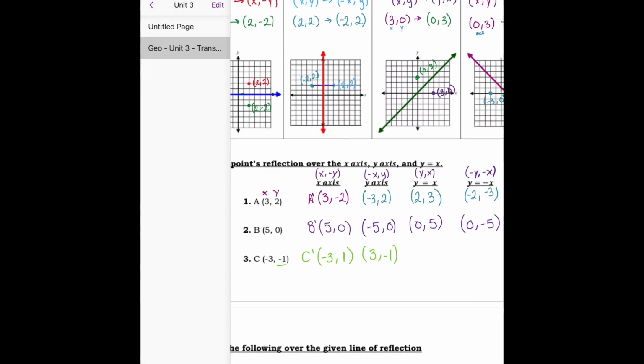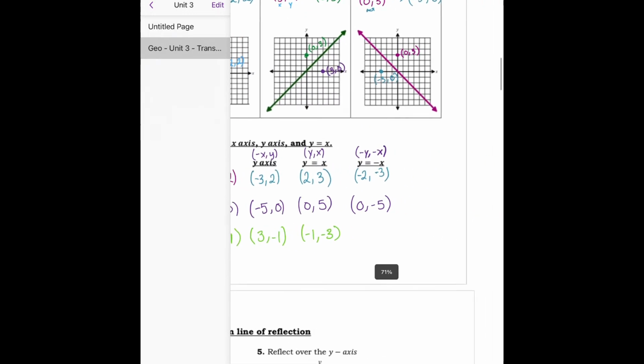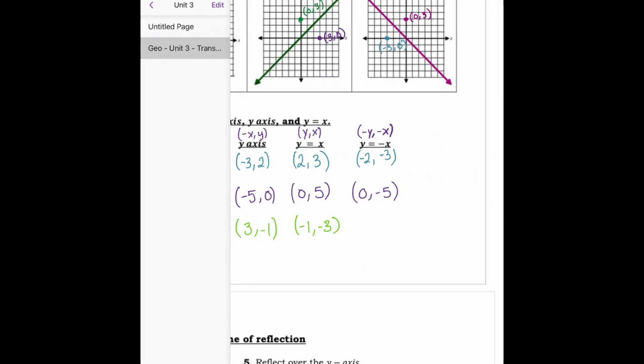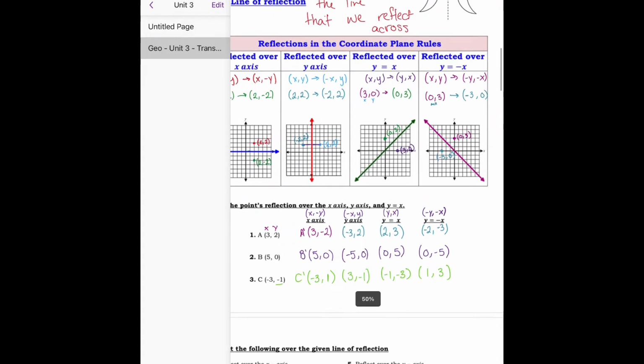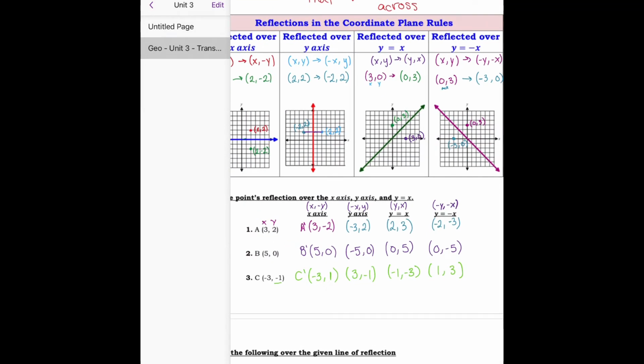Then I'm going to reflect it across y equals x, so switch those places, -1, -3. And then to reflect across y equals negative x, I need to switch their places and then also switch their signs. So they will become 1, 3, both positive in this case. And that's that for that part.